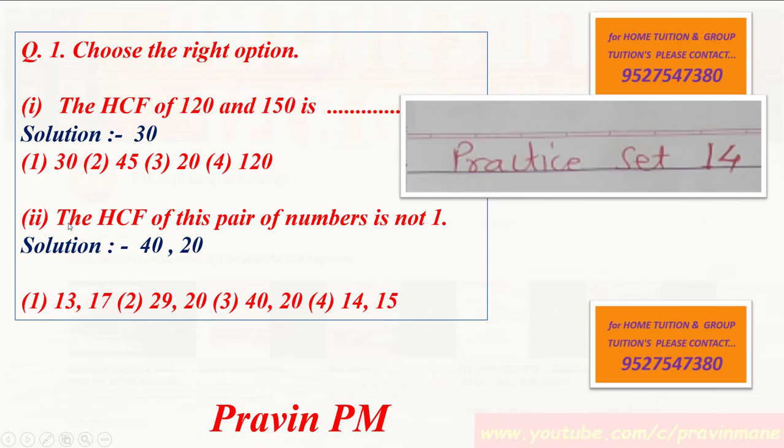Second, the HCF of which pair of numbers is not 1. The pairs given are 13 and 17, 29 and 20, 40 and 20, 14 and 15. Solution is 40, 20. The HCF of 40 and 20 is not 1.